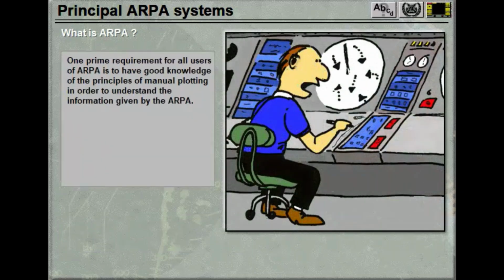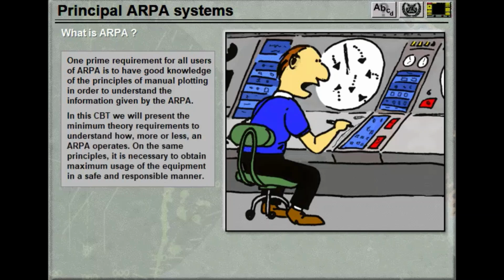One prime requirement for all users of ARPA is to have good knowledge of the principles of manual plotting, in order to understand the information given by the ARPA. In this CBT, we will present the minimum theory requirements to understand how, more or less, an ARPA operates. On the same principles, it is necessary to obtain maximum usage of the equipment in a safe and responsible manner.